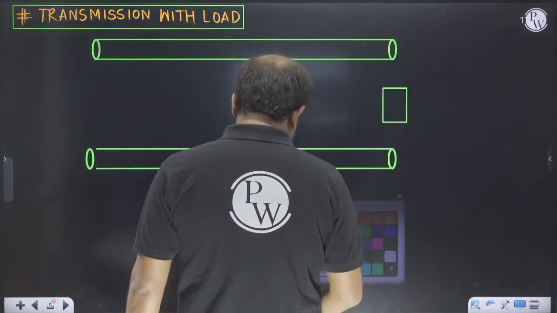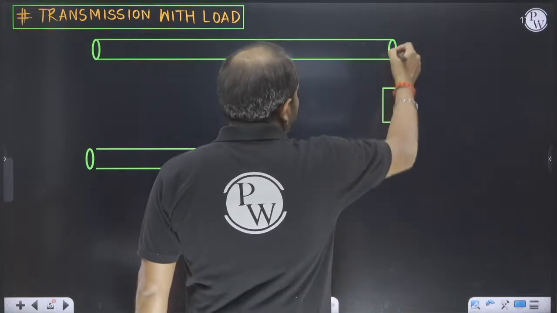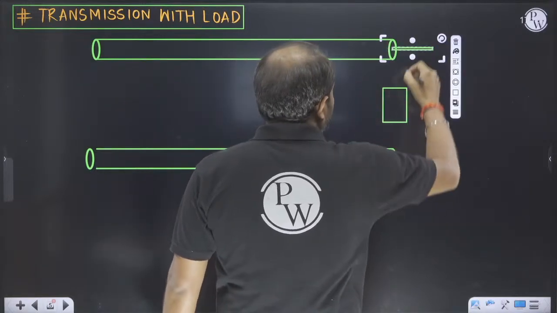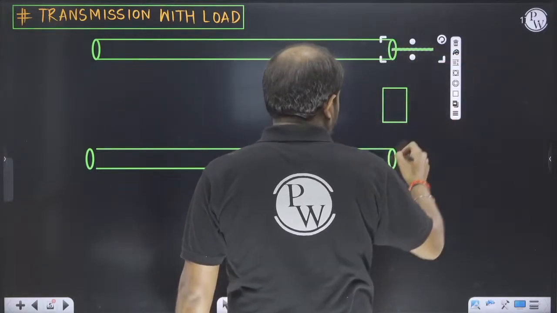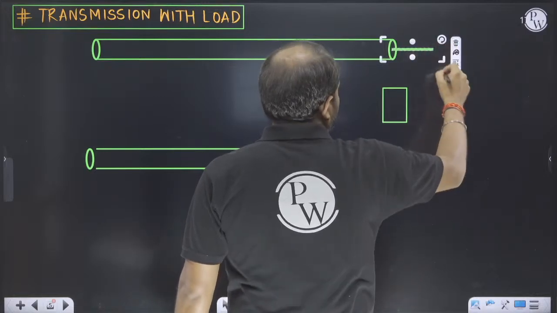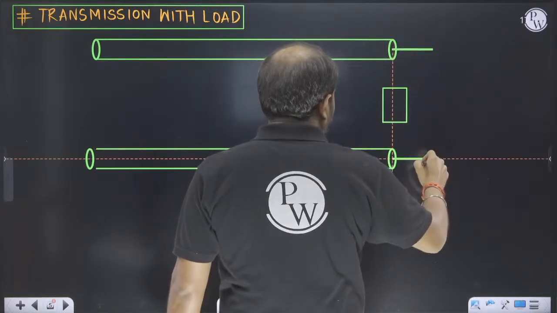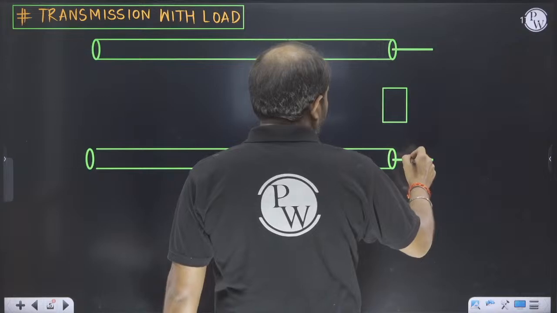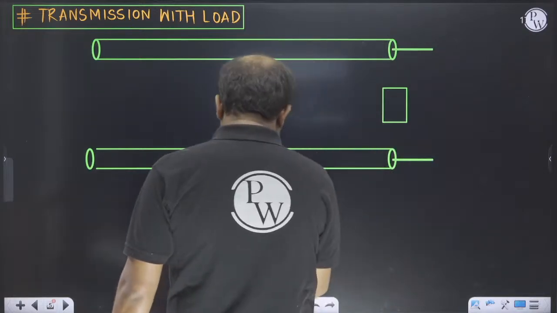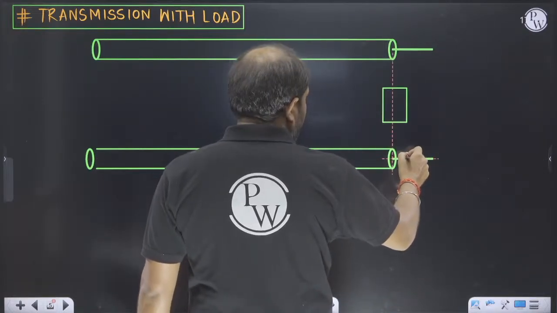Okay, so here what will happen: this transmission line is connected with a load, and there is also a source. So one load and one source, and this one is connected with the load.